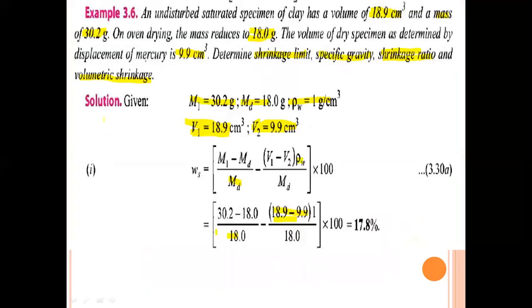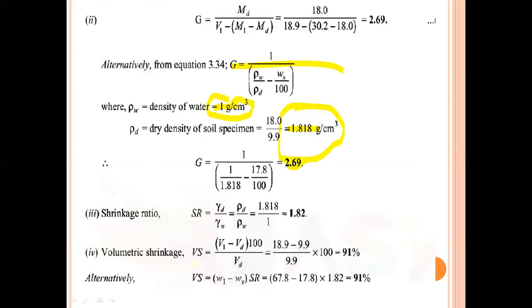Fourth one is finally the volumetric shrinkage. Volumetric shrinkage Vs equal to (V1 minus Vd) into 100 divided by Vd, that equals (18.9 minus 9.9) divided by 9.9 into 100, that equals 91 percent. And alternately, volumetric shrinkage equal to (W1 minus Ws) into SR. SR means shrinkage ratio. W1 is 67.8 and Ws is 17.8.